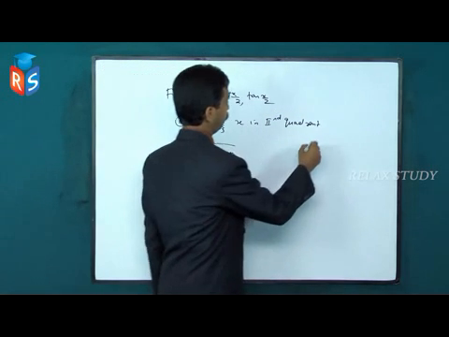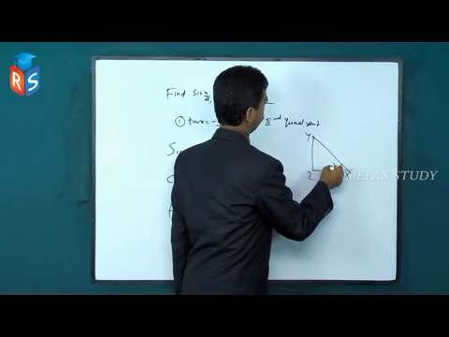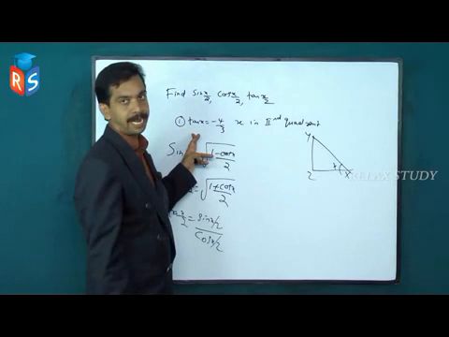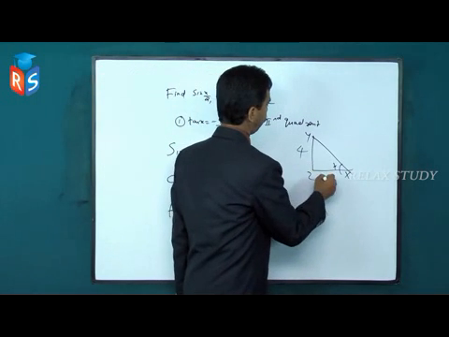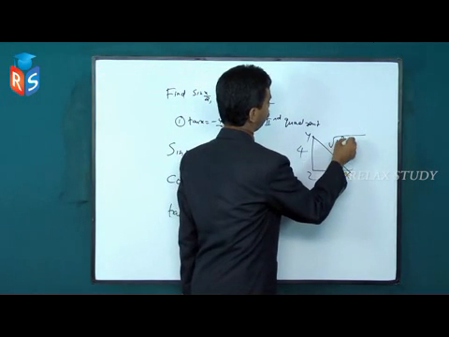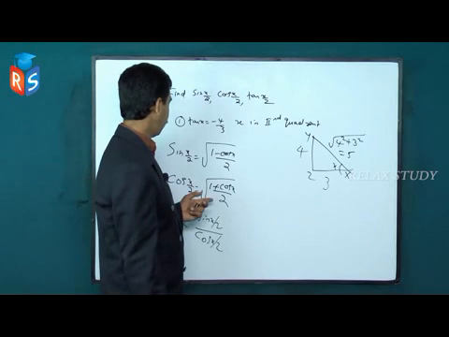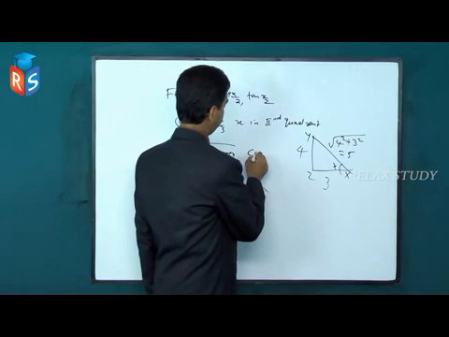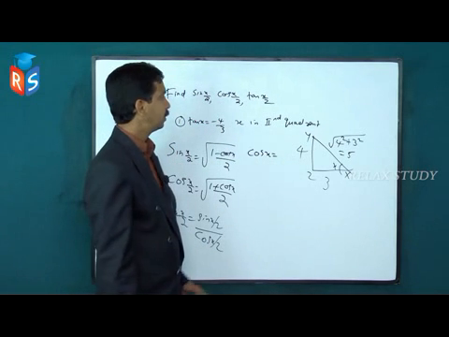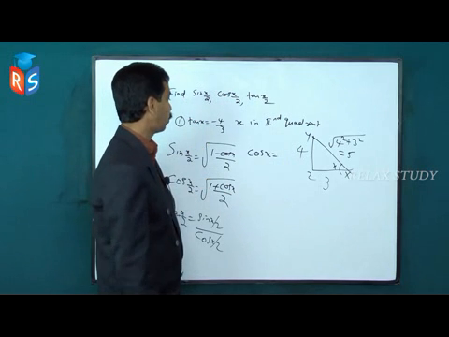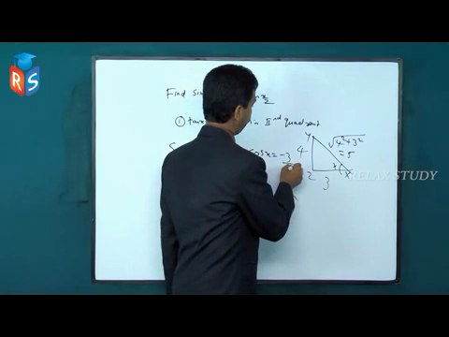So we draw a right triangle. We know tan x equals opposite side by adjacent side, so 4 by 3. Using Pythagoras theorem we get 5 as the hypotenuse. Here we need cos x. It is in the second quadrant, where only sin is positive and cos is negative. Cos x equals adjacent side by hypotenuse.